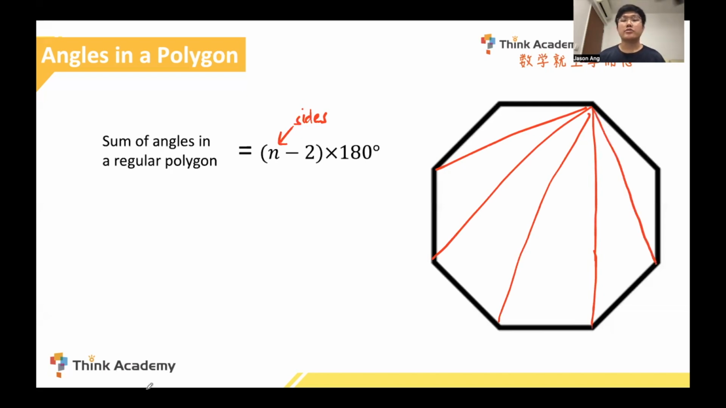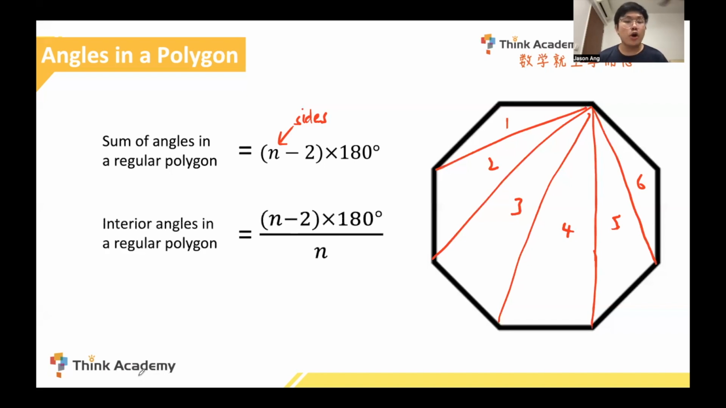And how many triangles do I have here? 1, 2, 3, 4, 5, 6. And that's where your 6 multiplied by 180 came from. Now, in order to find just one of these angles inside, because it's what we call a regular polygon, all 8 sides will have the same angles. So all we need to do is just to divide by 8. And this is one of the other formulas we need to know as well.